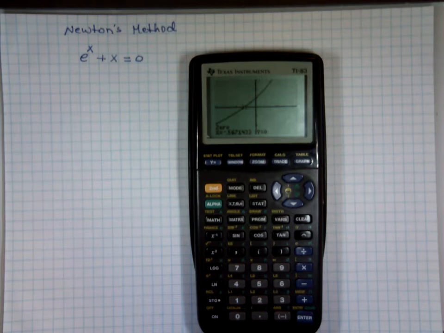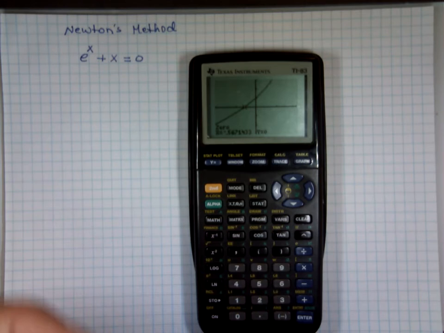You have to tell them where to search, because sometimes you have more than one answer. So you go before the point, you hit enter. You go after the point, you hit enter. Then you hit enter to tell them start calculating. Well, if I didn't have this calculator, then I got to do it using Newton's method.